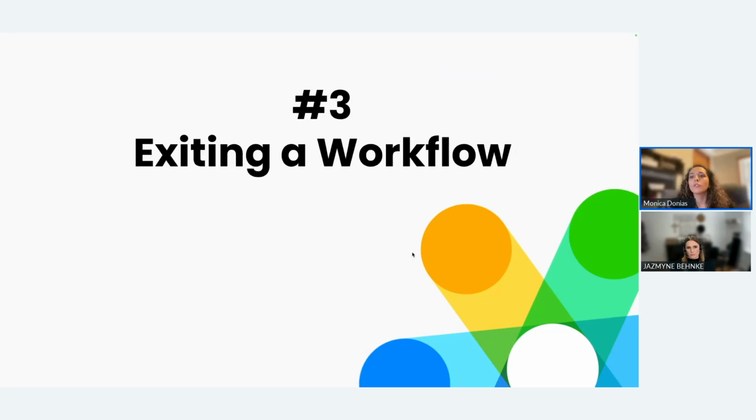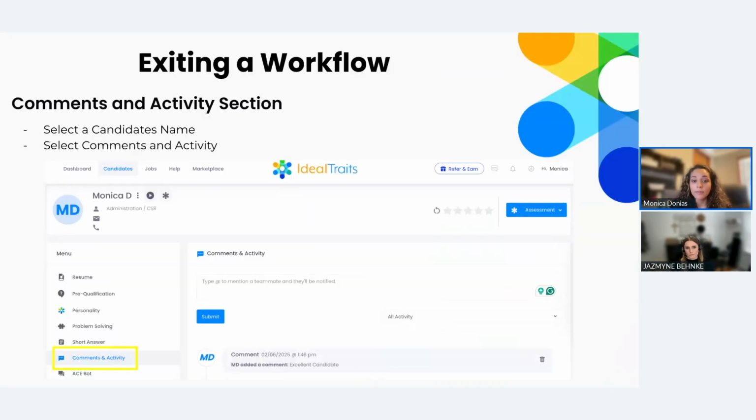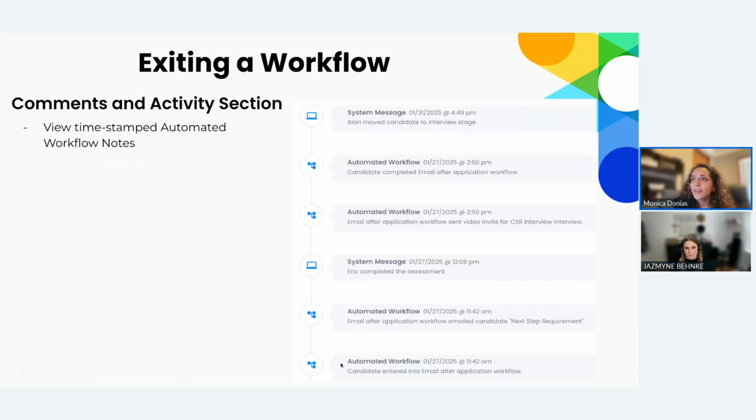So now we've gone over what it looks like when we first create it, how it's built out, but what about after, the next steps? So like Jazz mentioned, as you can see here, we can then view that inside of the comments and activity to view any notes about candidates going into the workflow. All you'll have to do is select a candidate's name and then select the comments and activity on the far left side of that candidate profile, right down here. Excellent candidate, very nice. And then once that's done, you'll be able to view timestamped automated workflow notes.